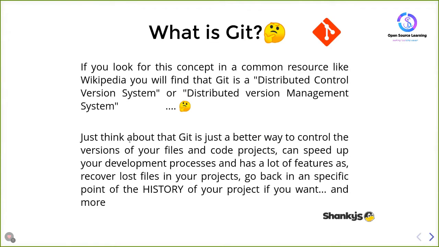So I really want to simplify things for you, and just think of Git as a better way to control the versions of your files and code projects. It can speed up your development processes and has a lot of features, such as recovering lost files in your projects, and going back to a specific point in the history of your project, like a time machine. And if you want, you can find a lot more useful stuff about Git. In this course, we are going to cover just the basics, but you can always go to the links that I'm going to share with you and discover more features that Git has.